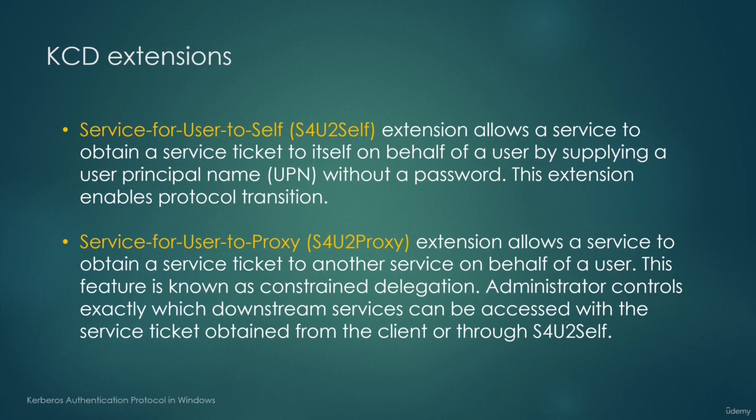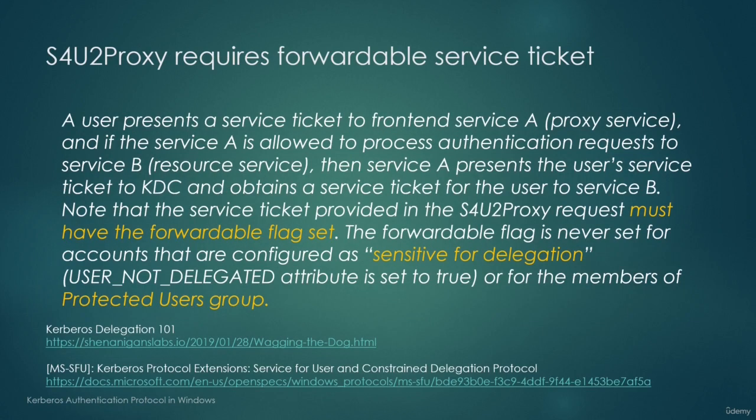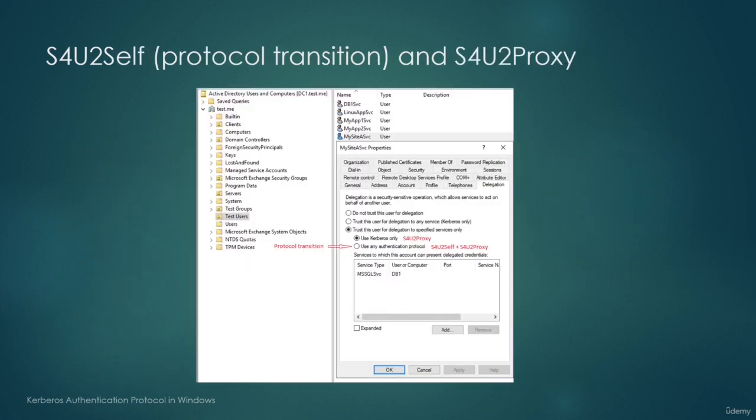It allows an administrator to control exactly which downstream services can be accessed with the service ticket obtained from the client or through service for user to self extension, in case when protocol transition is enabled. Service for user to proxy extension requires that the service ticket to the first service has the forwardable flag set. Forwardable flag is never set for the accounts configured as sensitive for delegation, or for the members of the protected users group. Here are the configuration options in Active Directory Users and Computers.